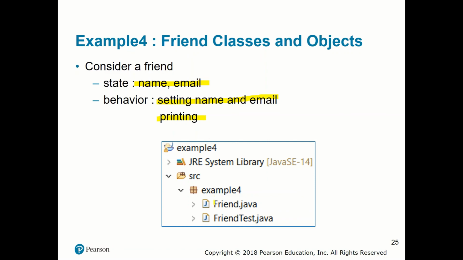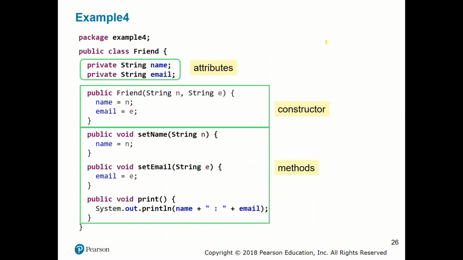So I'll make a friend class, and a friend test class, so 2 classes. And here is the friend class. Our friend class has 2 attributes, name and email. Name is a string type and email is also a string type. And they are declared as private to protect the data.